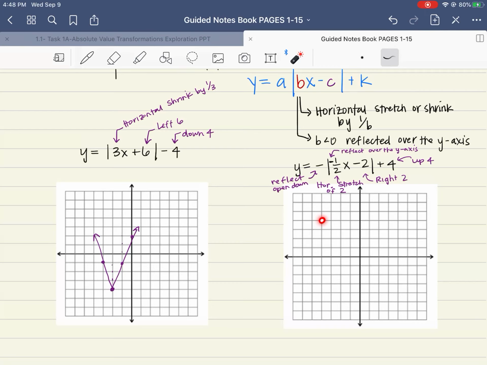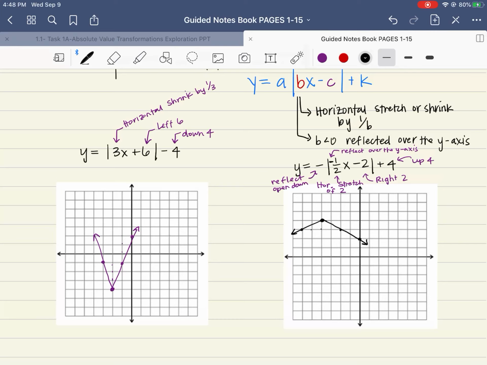Once I'm here, I then can use the slope that's sitting right here, 1/2, to graph my function. Remember, it's going to open down. So we're going to put our vertex there. And we're going to use our rise over run. So I'm going to jump down 1 and then run 2, down 1, run 2, down 1, run 2. And we can create our function here.